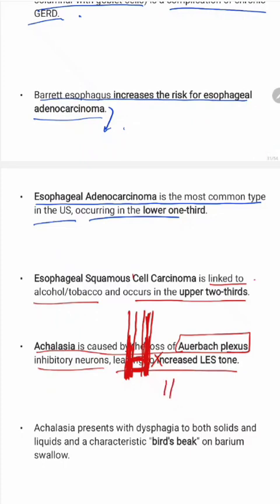The esophagus will be contracted. As a result, there will be no entry of food into the stomach due to the tight sphincter. On imaging, we do a barium swallow. We give barium to the patient, and on the barium swallow there will be a bird beak appearance. Achalasia presents with dysphagia to both solid and liquid, and a characteristic bird beak on barium swallow.